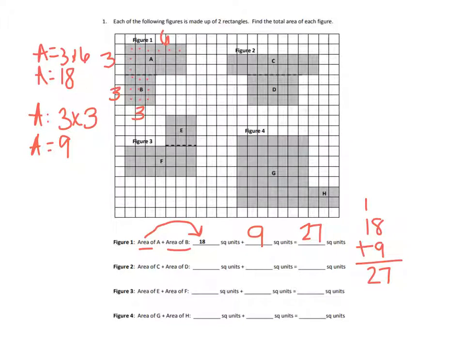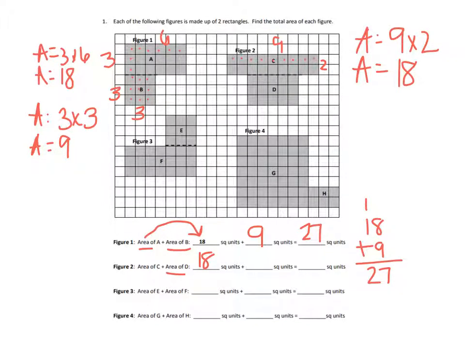So the first thing I need to do is figure out the dimensions, or I can also count the squares. I'm going to figure out the dimensions first. So I have 2 for my width and 1, 2, 3, 4, 5, 6, 7, 8, 9 for my length. So now I know that in order to find the area, I can multiply 9 times 2. So that means that the area for C is 18 square units.